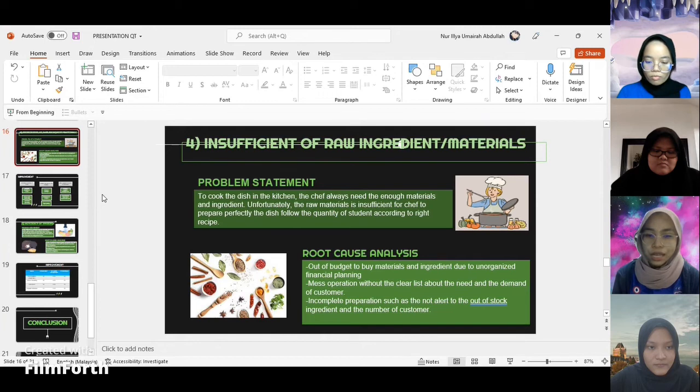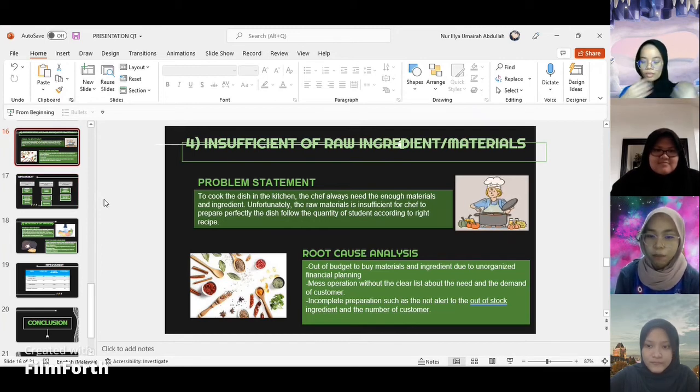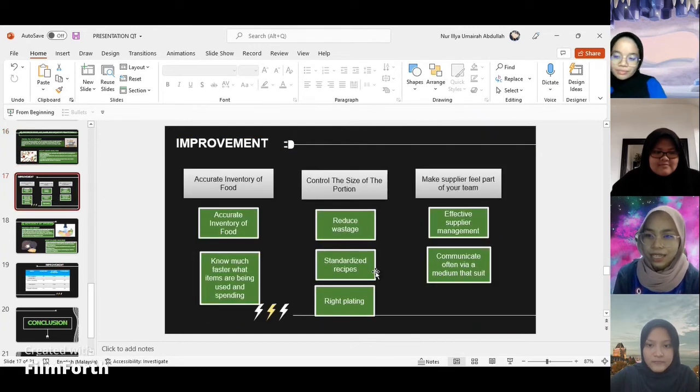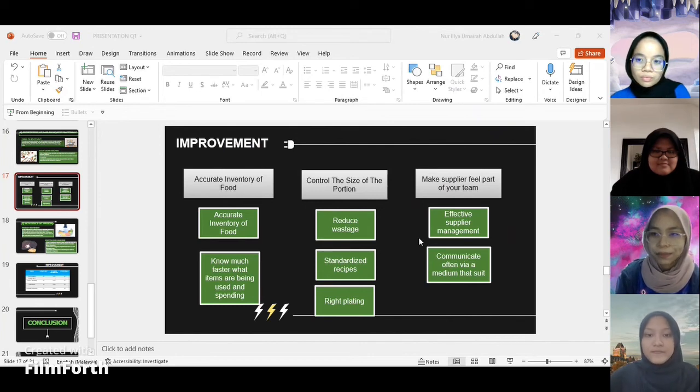So the root cause analysis is that we are out of budget to buy material and ingredients due to unorganized financial planning. Next, messy operation without a clear list about the need and demand of customers. So we don't know what the customers want or the quantity of customers, so we don't have the perfect quantity and plan to buy the raw material and ingredients. Next is incomplete preparation, such as not being alert to out of stock ingredients and the number of customers. Next, I will pass to the next presenter for the improvement.